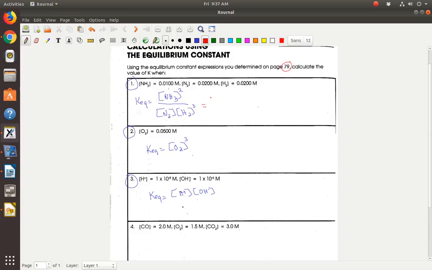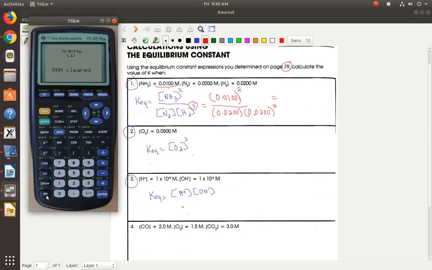So for ammonia, I'm going to put in 0.0100. I don't have to worry about the M, to be honest. This has no unit, okay? That's something we haven't mentioned. There's no units here, but I do have to square the number. For nitrogen, 0.0200, and for hydrogen 0.0200, but that's cubed. So now you just need to put all those values into your calculator. I'm pulling my calculator up.